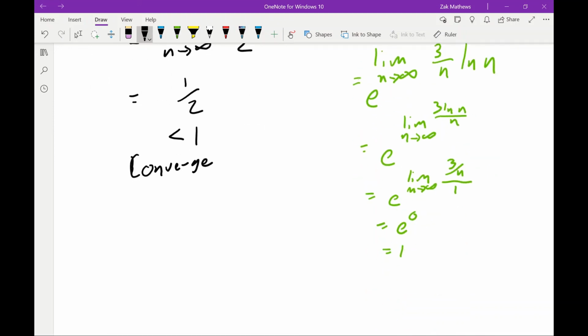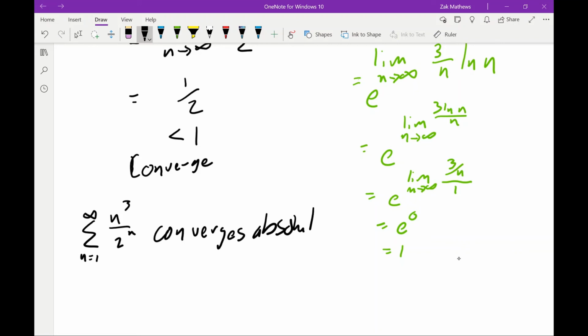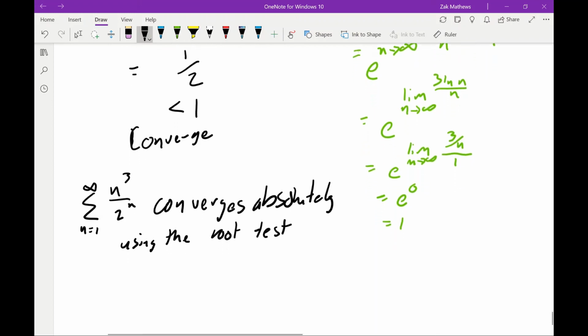So we can state that the series of n to the third over 2 to the n, from n equals 1 to infinity, converges, and again, converges absolutely using the root test. Root and ratio tests will always show us convergence by an absolute measure.